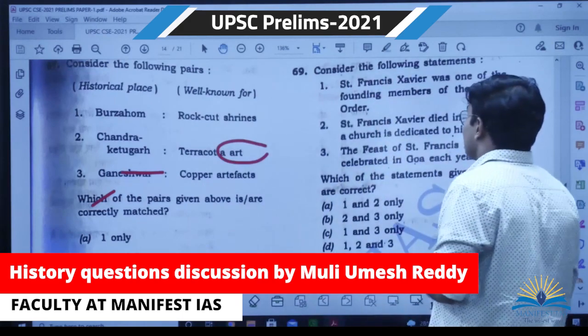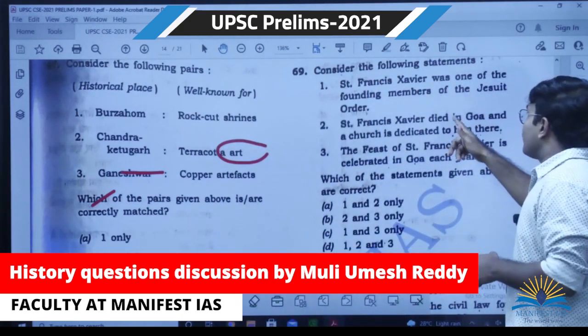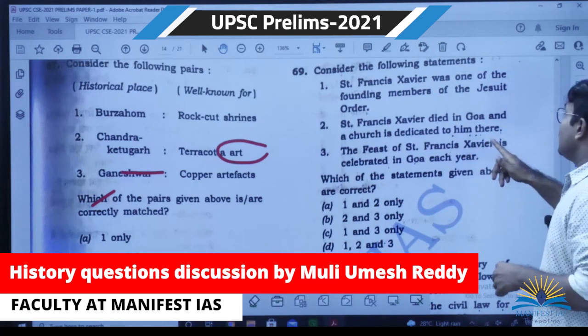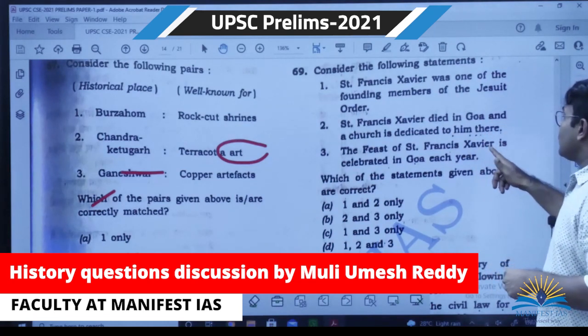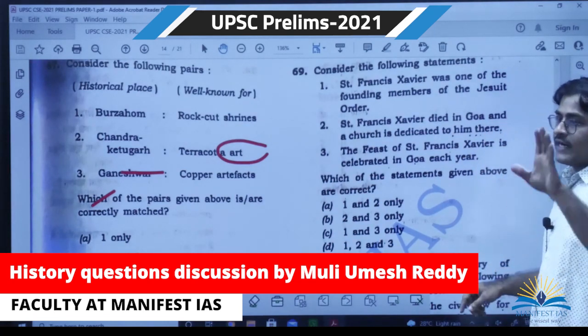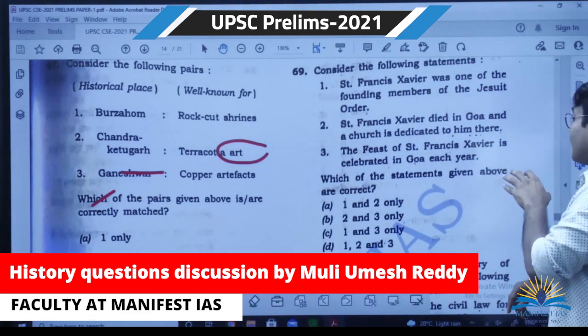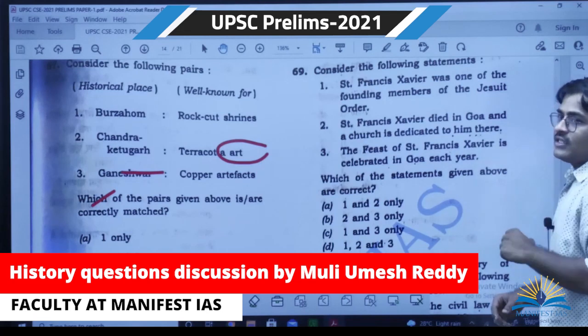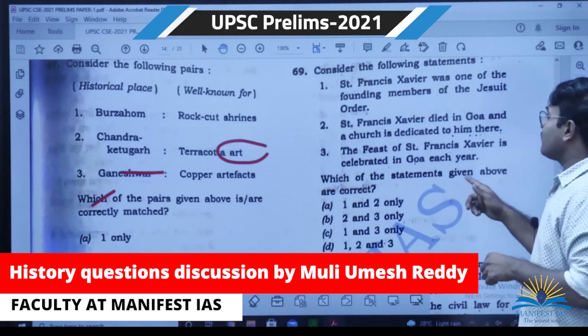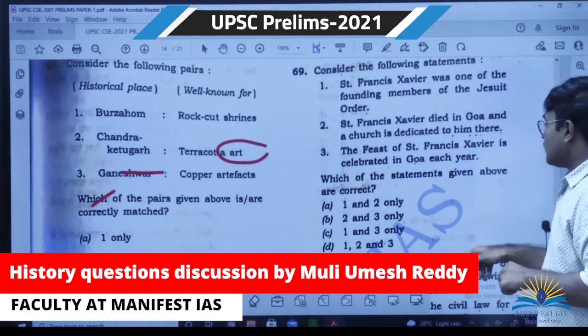So the answer for this question is that Saint Francis Xavier was one of the founding members of the Jesuit order. This is correct. Saint Xavier died in Goa, and a church is dedicated to him there. This second statement is wrong, because he died in China and his dead body was brought back to India. The feast of Saint Francis Xavier is celebrated in Goa each year. Okay, that is a very well known fact. So the answer for this question is 1 and 3 only. That is, C is the answer.